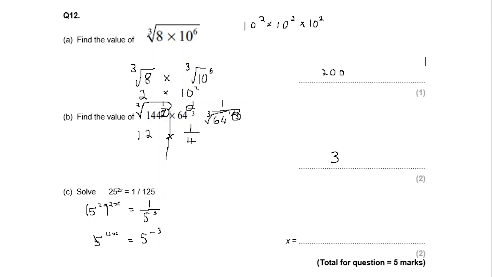The bases are the same. We can drop those. 4x is minus 3, so x is minus 3 over 4. Now we had 4 of them. We don't want that. We'll move that to become a divide by 4. So minus 3 over 4, the answer to that question.